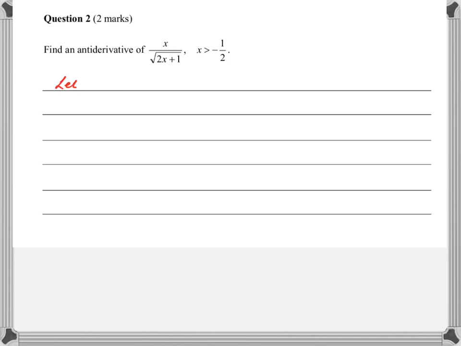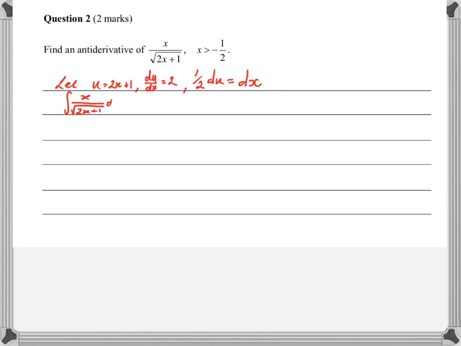next question. Question 2. Find an antiderivative of x on square root of 2x plus 1. Now, we're going to do this by substitution, integrate by substitution. So we let u equal 2x plus 1. And then we have to work out the derivative, du dx, to get 2. And we can rearrange that so that we have a half du, and that's equivalent to dx.